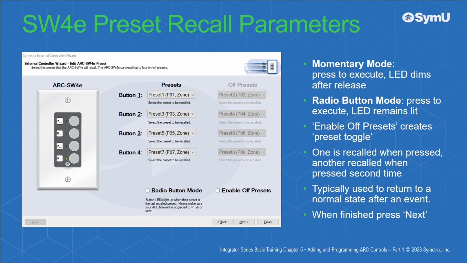However, you may opt to check the option Enable Off Presets to create a preset toggle where one is recalled when pressed and another is recalled when it is pressed a second time. These are typically used to return to a normal state after an event. When finished, press Next.